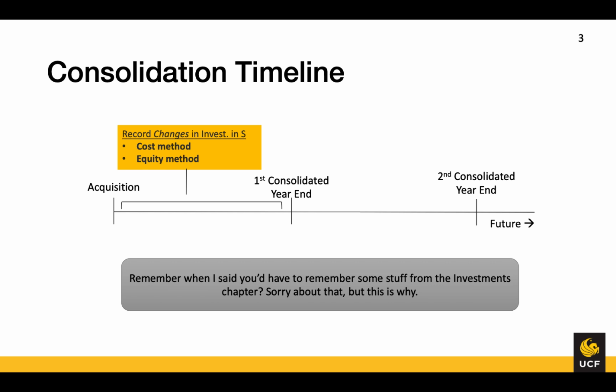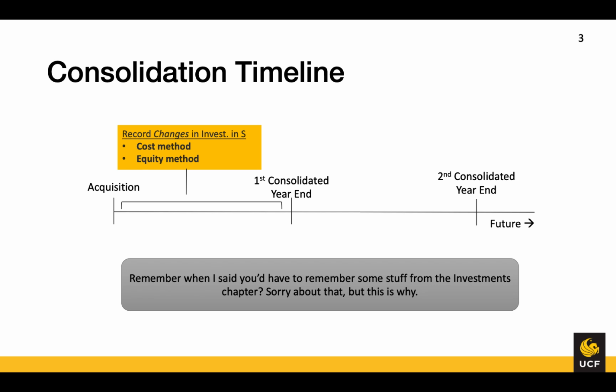However, after our initial acquisition date, time is still going to continue to move on, and we're going to have to deal with the fact that the company will continue to operate and the balance sheet and general ledger will change. So remember when I said you'd have to remember some stuff from the investments chapter? Sorry about that, but this is why. During that time period between the date of acquisition and our next financial reporting date, our parent company is going to have to maintain their investment in S account using either the cost or the equity method. And whether they choose to use the cost or the equity method is going to influence the entries that they use, and therefore the eliminating entries that we are then going to need to use when we go to prepare our next set of financial statements.